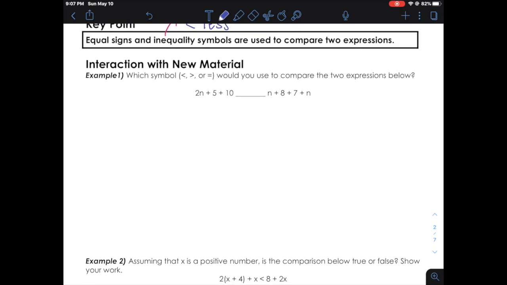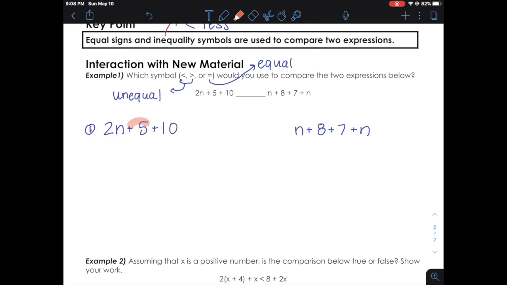All right, number 1. Which symbol would you use to compare the two expressions below? So first thing I want to do is I kind of want to mark up my text. These two symbols right here we just learned are going to give us an unequal, or where the values are not the same, and the equal sign is going to give us an equal value. Obviously. Okay, so the first thing that I want to do is I'm going to rewrite both expressions out so that we can work on simplifying them. Let's start with the first expression.